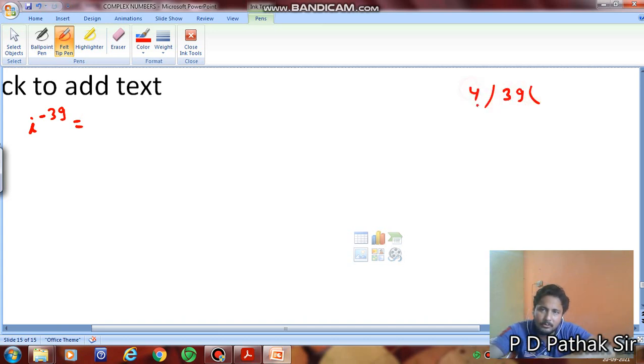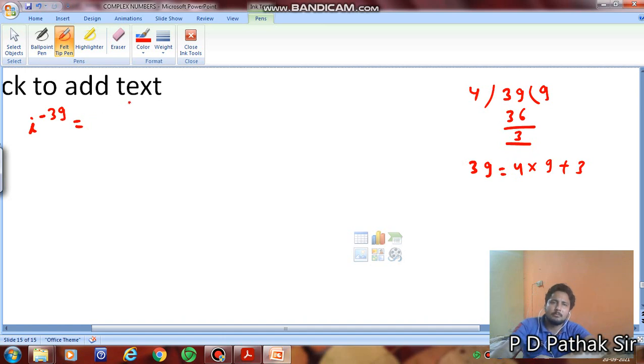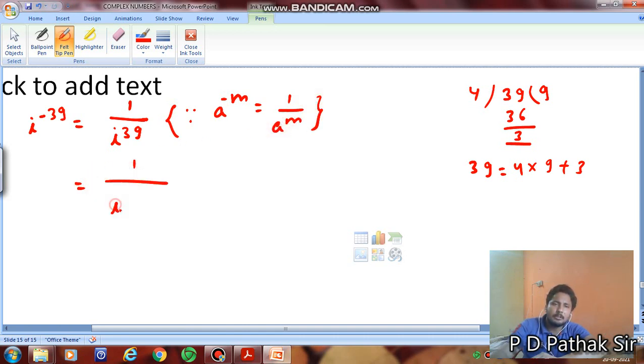So you can write 4 nines are 36, remainder 3. So you can write 39 equals 4 into 9 plus 3. So replace this, or if you would like to remove this negative sign, write I to the power 39 like this, because a to the power minus m equals 1 upon a to the power m. Now 1 upon I to the power 39, where 39 means 4 into 9 plus 3.